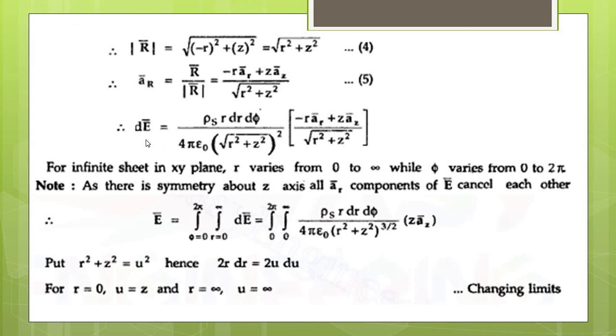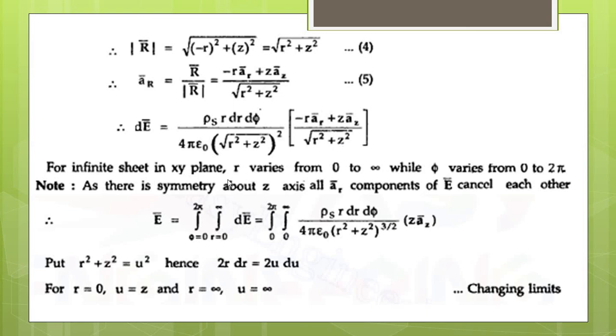Now write the differential electric field intensity, which is equal to dq by 4 pi epsilon naught R square into aR. So in place of dq, write rho s into r dr d phi by 4 pi epsilon naught into r square plus z square whole square. This is the equation for aR. So in place of aR, write minus r ar plus z az by under root of r square plus z square.